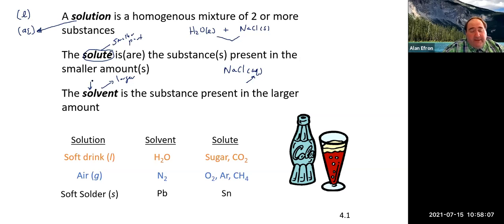Now, sometimes when we think about a solution, we think about it in the liquid state, like a soft drink. In a soft drink, which is a liquid, the solvent is mainly water. And inside that water is sugar and CO2, which is why you get bubbles. Those are solutes, along with whatever else may be in that soda.